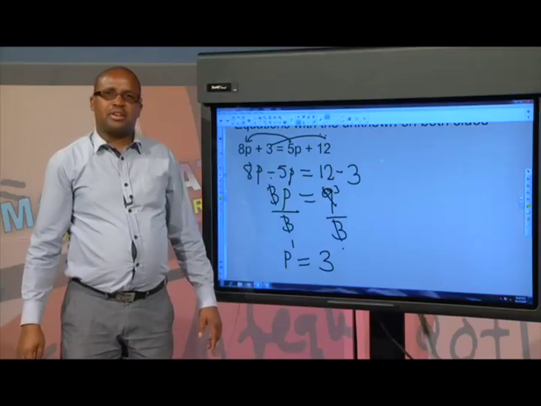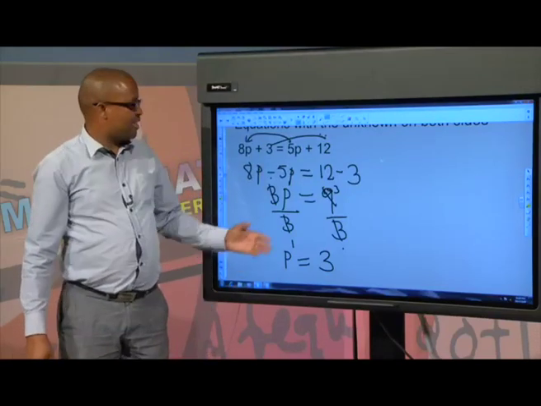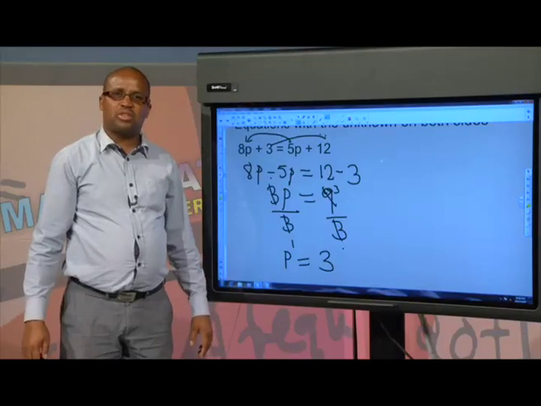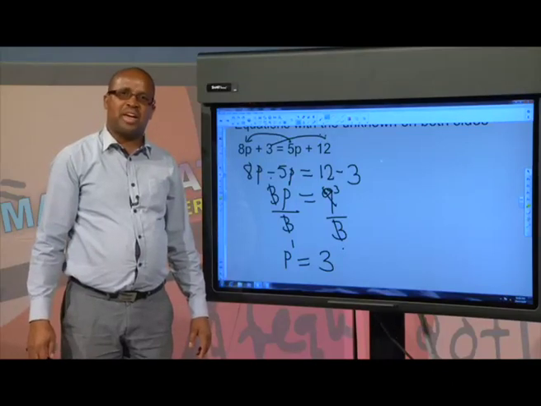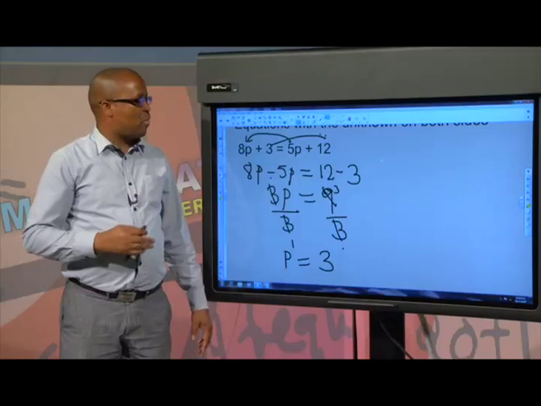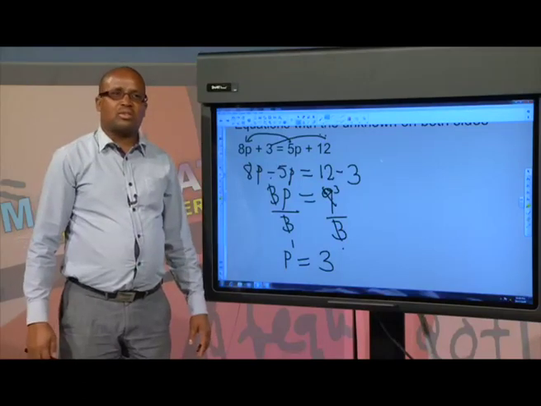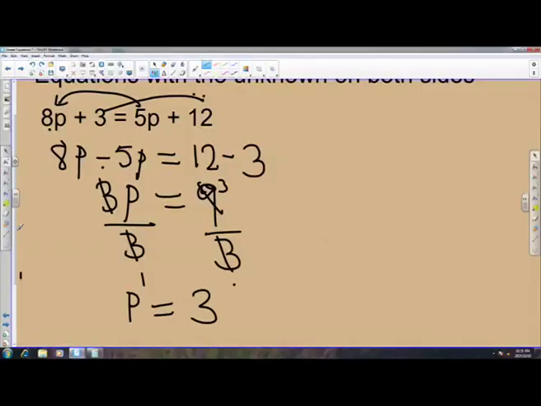Now, I believe this has answered your question, Esmond, because you wanted me to give you an example where the unknown variable appears on the two sides of the equal sign. Now, we can always check from our equation here where we substitute the 3 for p to check if at all the right hand side will be equal to the left hand side. Let us check.